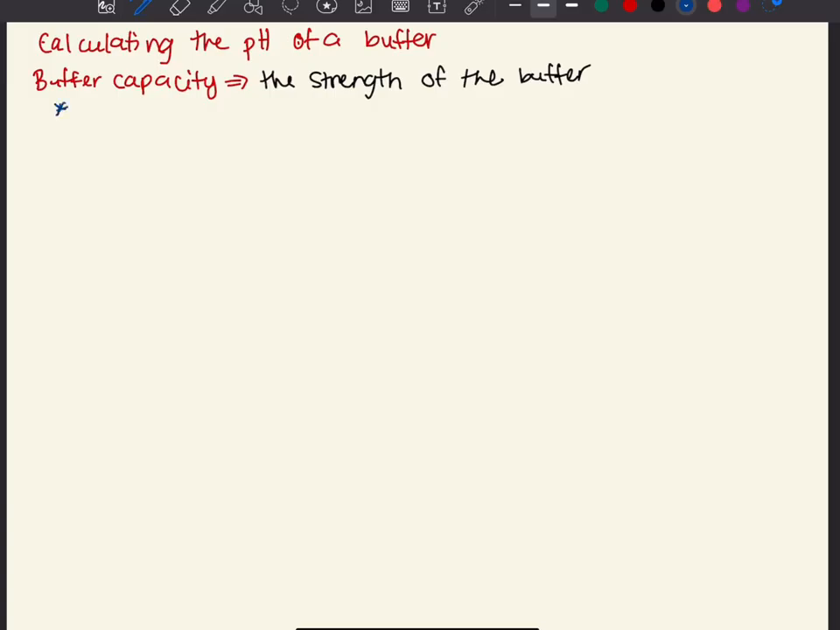And you can see it referred to as the ability to maintain the pH after the addition of an acid or a base.